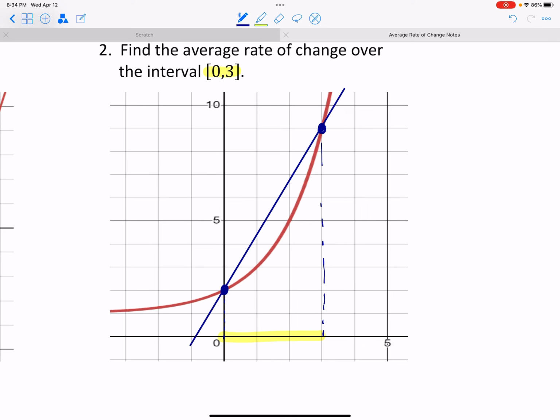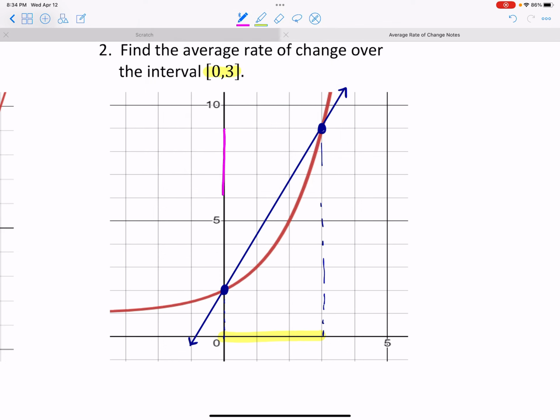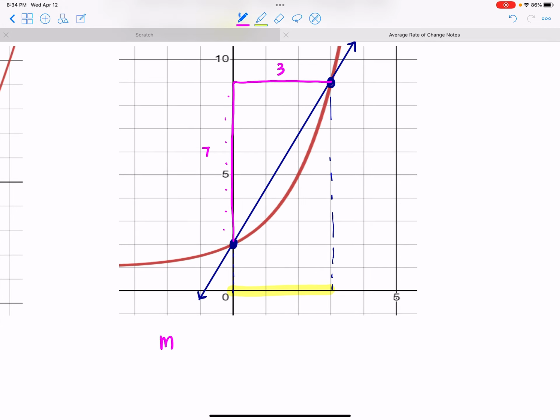Okay, that's better. So if I find the slope of this secant line, the secant line that goes through the endpoints on the closed interval I'm looking at, the slope of that secant line represents my average rate of change for my curve over that closed interval. Since I have the graph again, I can just count my rise and my run to get that slope. From my left point to my right point, I have to rise 1, 2, 3, 4, 5, 6, 7. And I have to run 1, 2, and 3. So I can tell just by looking at my graph that my slope is going to have a rise of 7 and a run of 3. So 7/3 is my slope.